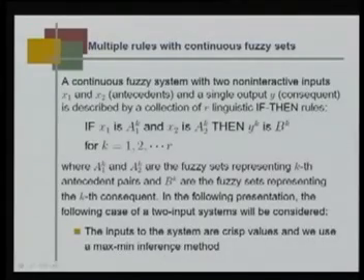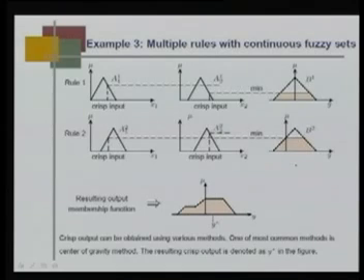The inputs to the system are crisp values, and we use a max-min inference method. So, kindly pay attention, because this is a very important concept we will be presenting. We have two rules here, presented graphically. There are two fuzzy variables, x1 and x2, and for each rule we have a consequent y. The first rule says: if x1 is A11 and x2 is A21, then y is B1. Similarly, if x1 is A12 and x2 is A22, then y is B2.